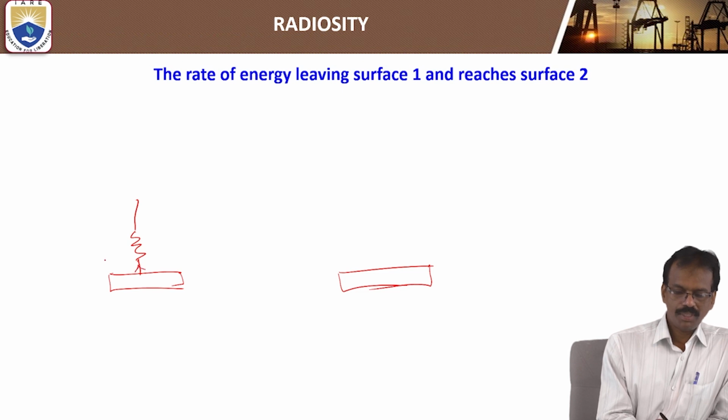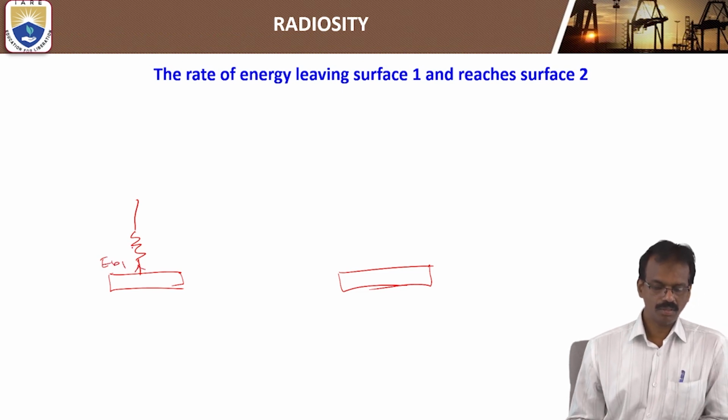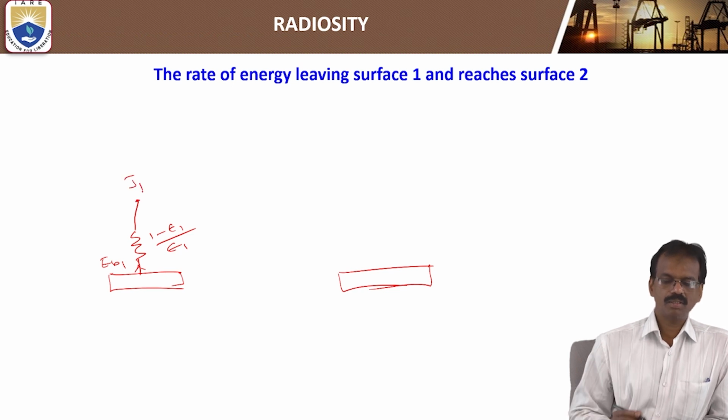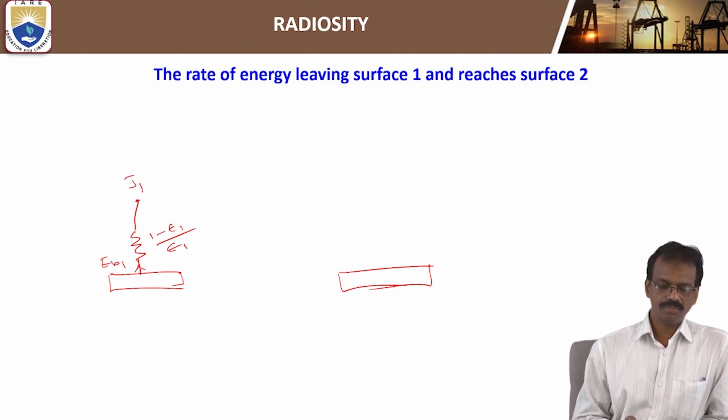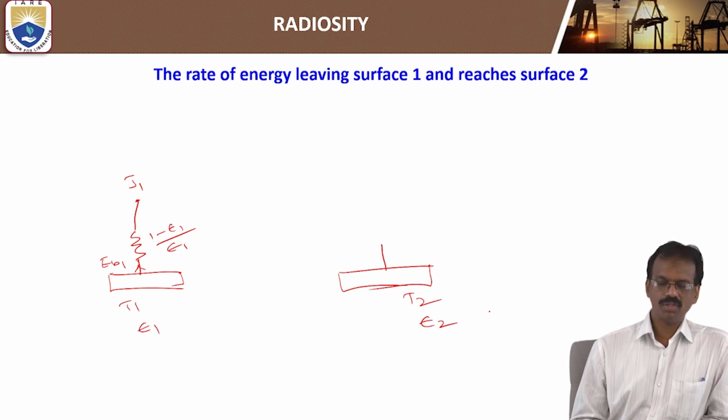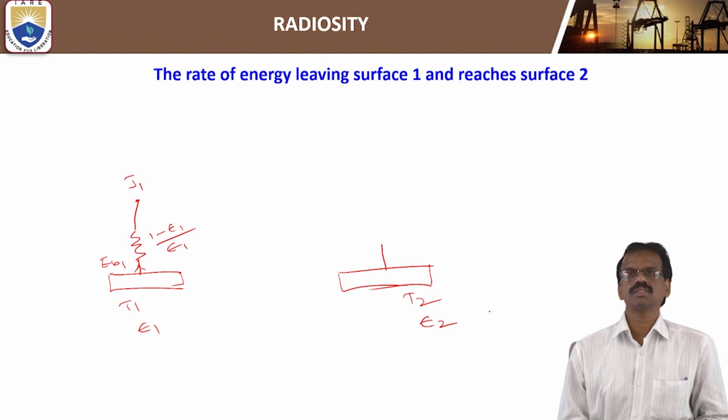So first, emitting energy EB1 comes from the surface. Then the surface resistance, 1 minus epsilon 1 by epsilon 1, and then it will be converted into radiosity. Similarly, for this surface, consider the temperature T1, temperature T2, emissivity epsilon 1, and emissivity epsilon 2.